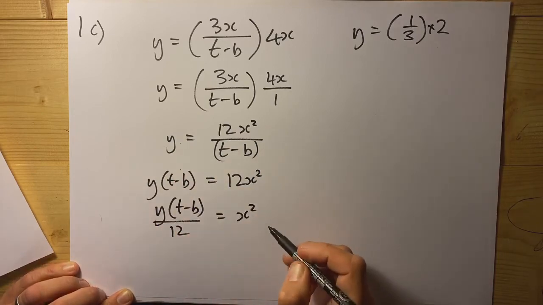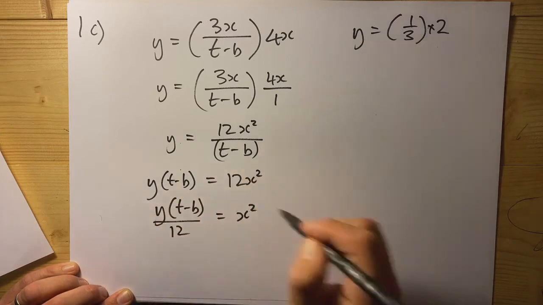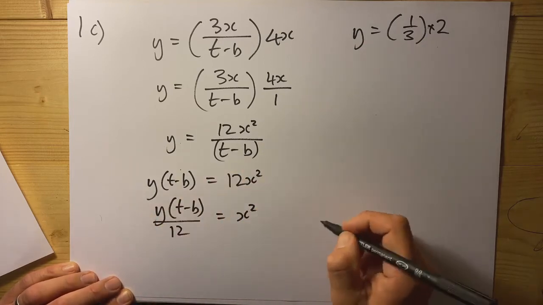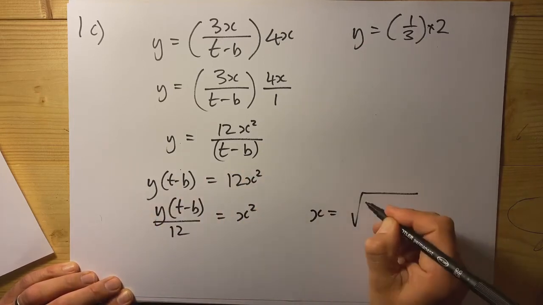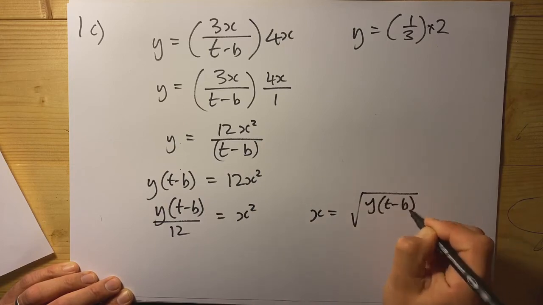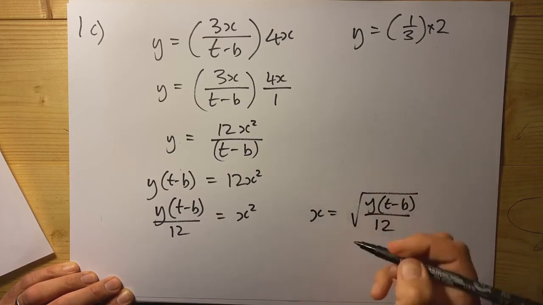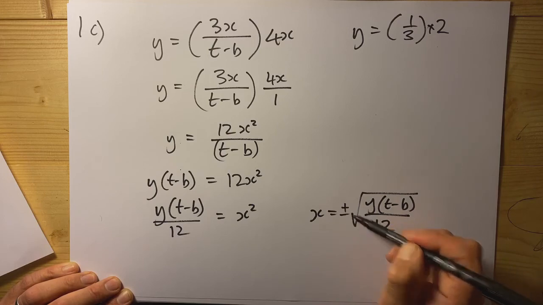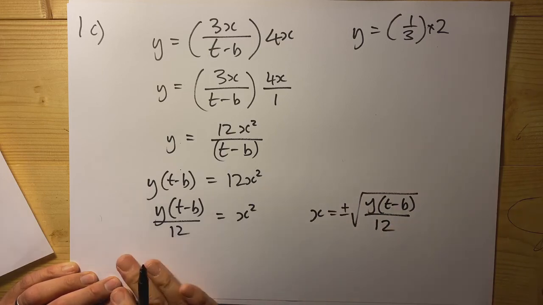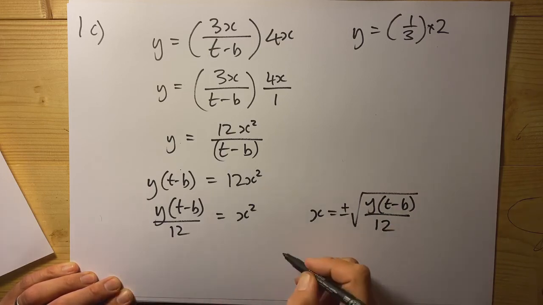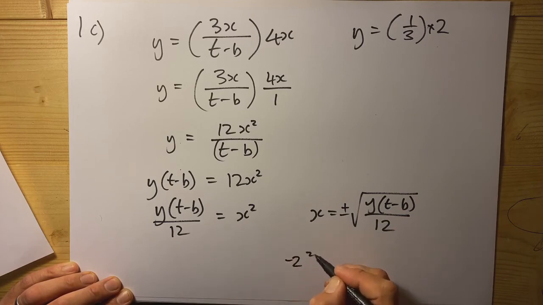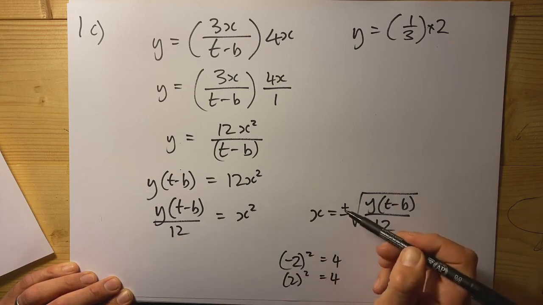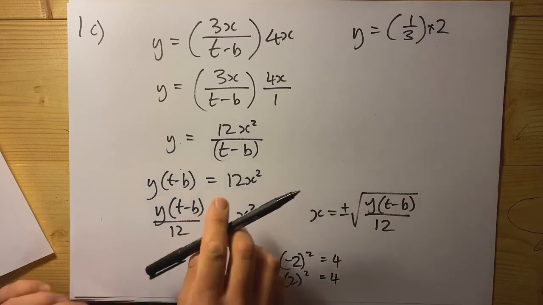And now the final step to undo the x squared is to take the square root of both sides. So x equals the square root of y times t minus b over 12. And of course, if we were doing this properly, we would say x equals plus or minus the square root, because, for instance, minus 2 squared equals 4, and so does 2 squared equal 4. So the square root of a number could either be the negative number or the positive number, hence we write plus or minus here. Okay, I hope that's a bit clearer.